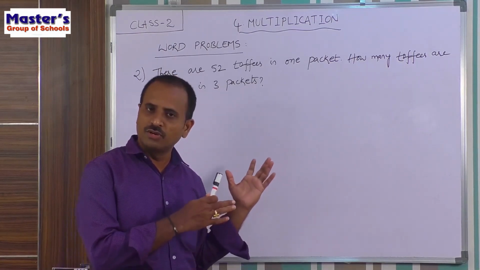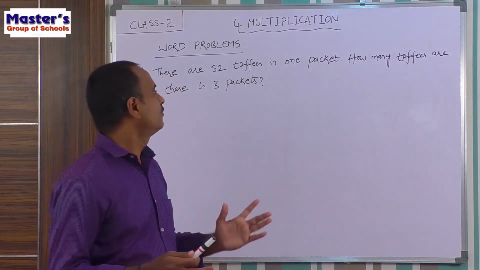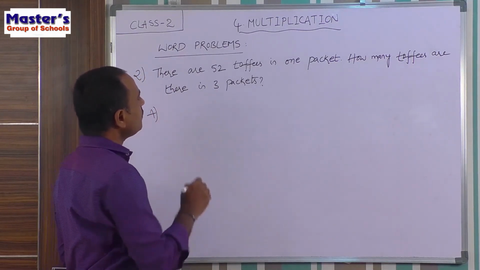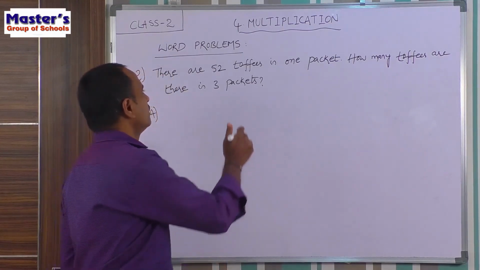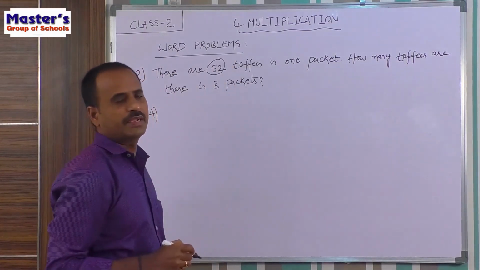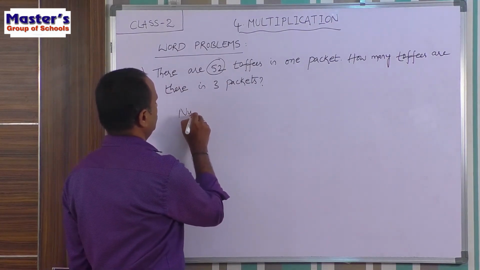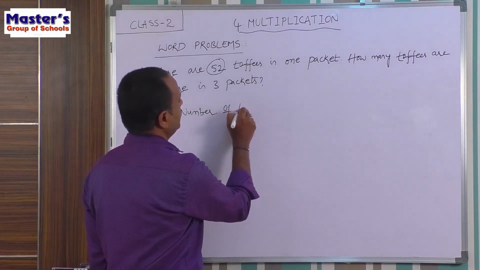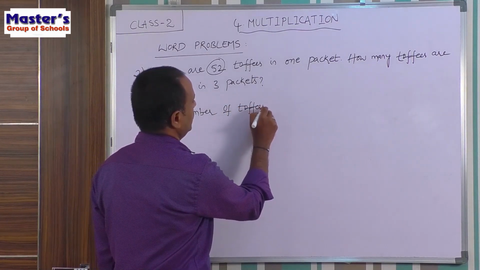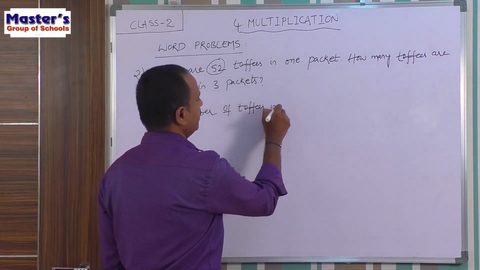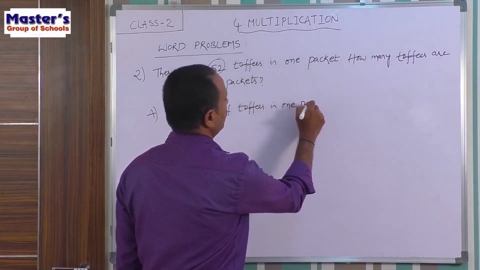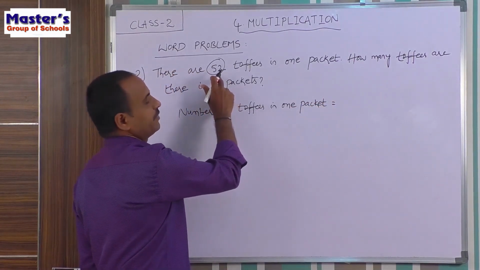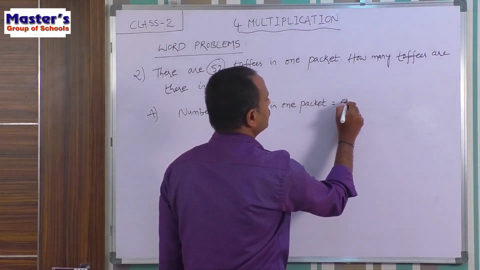So first let us start the solution. First write the steps for this word problem. What is the first step? How many toffees are there in each packet? There are total 52 toffees in each packet. So the first step is number of toffees in one packet. Children, how many toffees are there? There are 52 toffees in one packet. So write 52.